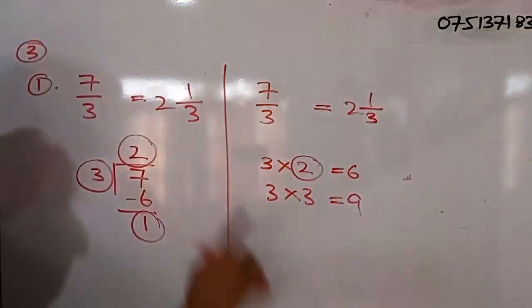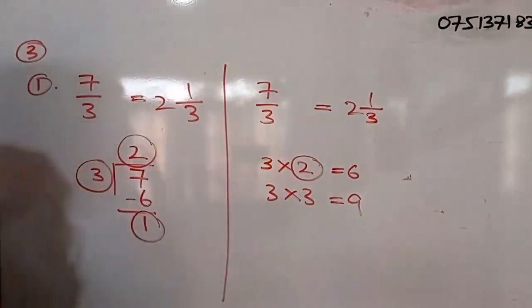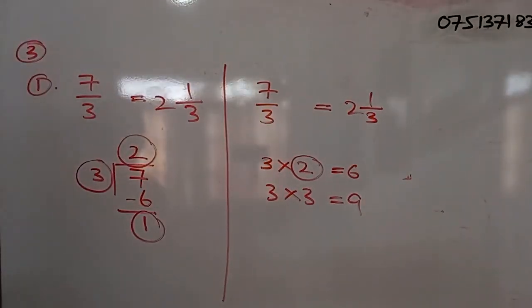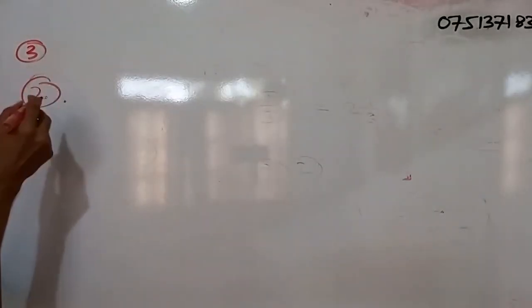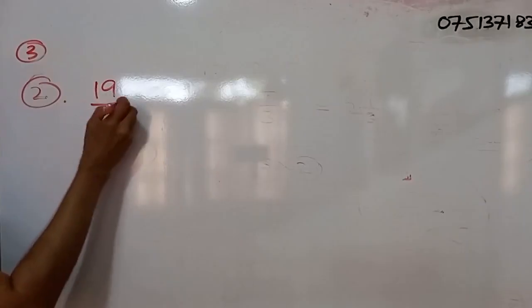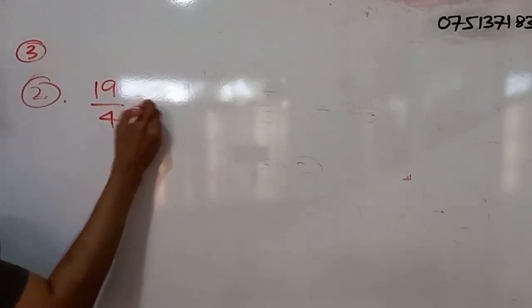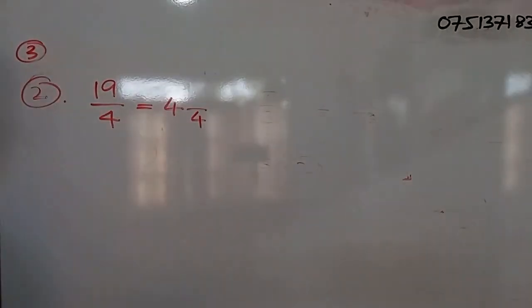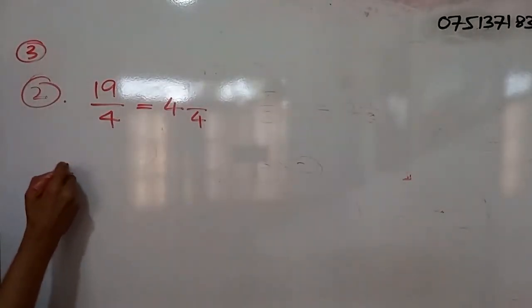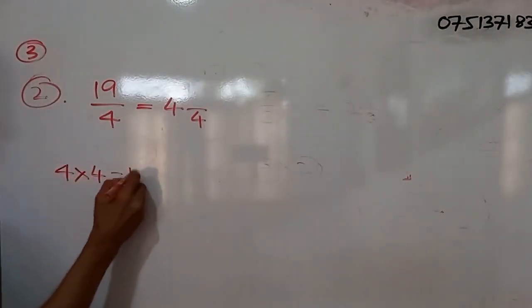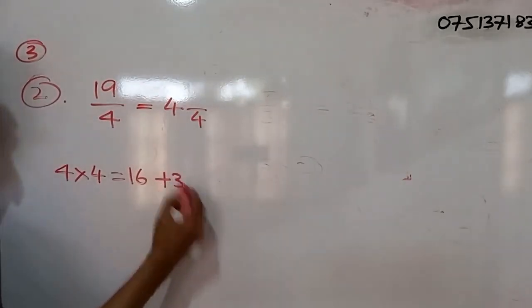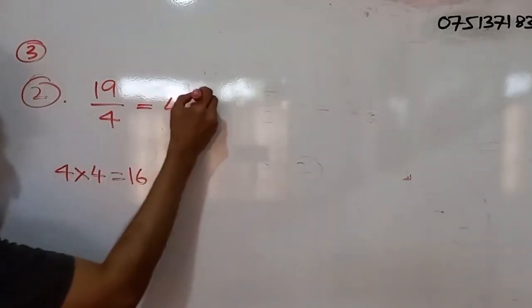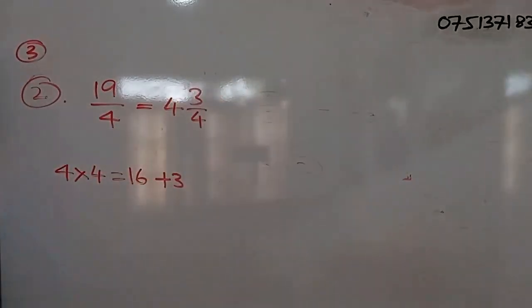1. Right? So we can use both methods, right? Okay. Part 2. So we have what? 19 by 4. So we know 4 times 4, that is 16, and we need another 3 to go to 19. So 4 and 3 by 4.